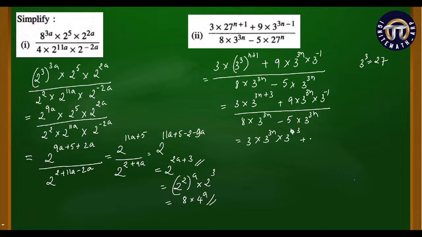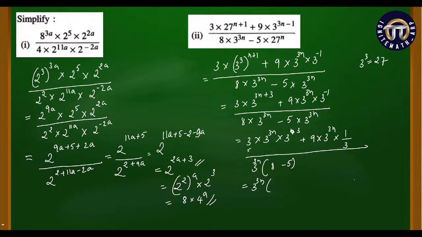So plus 9 into 3 to the power of 3n into, if you want, you can write this one as 1 by 3, because 3 to the power of minus 1, divided by 3 to the power of 3n can be taken common, and 8 minus 5 will be remaining inside the bracket. So if you observe carefully, in the numerator again 3 to the power of 3n is taken common. Here 3 to the power of 3n is taken common in the denominator. In the numerator also 3 to the power of 3n is taken common.